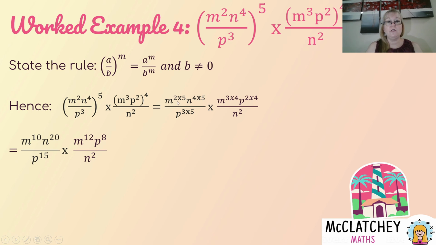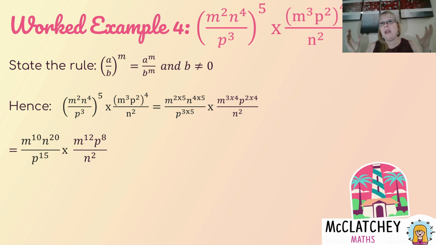So we've now got the 2 times 5 makes 10, 4 times 5 makes 20, 3 times 5 makes 15, 3 times 4 makes 12, 2 times 4 makes 8. So now we've got a fraction times a fraction. Now remember when we did a half times a half, the tops got timesed, the bottoms got timesed. And so it's the same here. Everything across here gets timesed, everything across here gets multiplied as well.